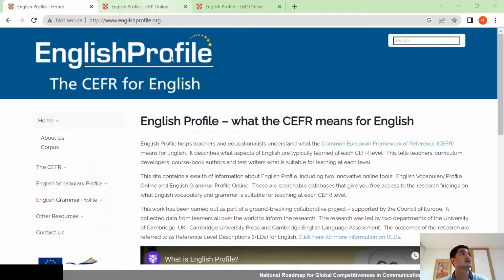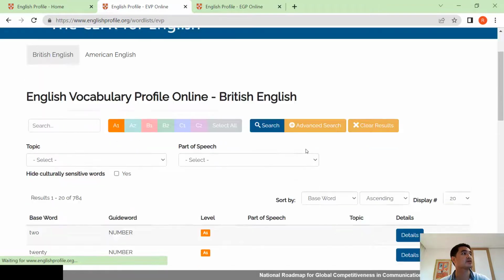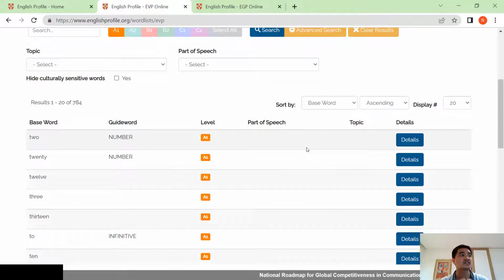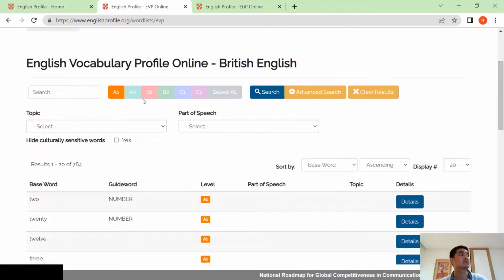So if we look at the vocabulary profile, you can use the website and you just click something like A1, click search, and it tells you all the words that should be taught, or that someone at the level A1 should know. Okay, so here it'll tell you all the words that if someone is in A1, they would know.